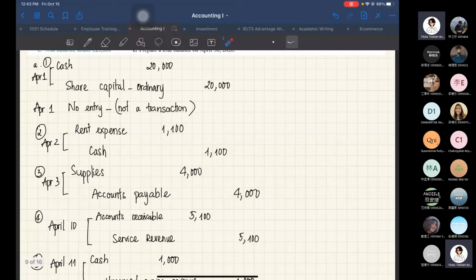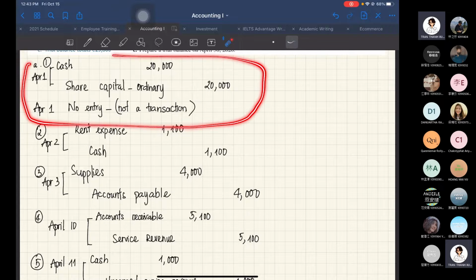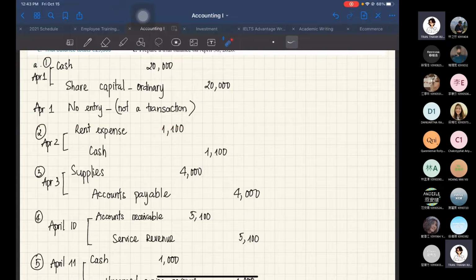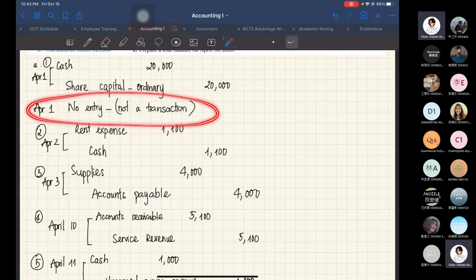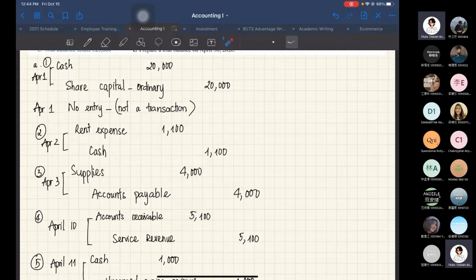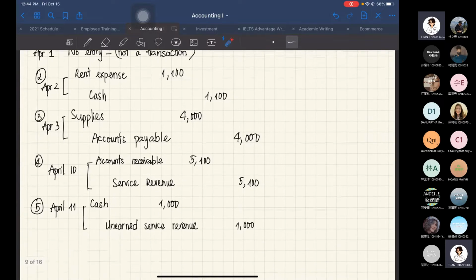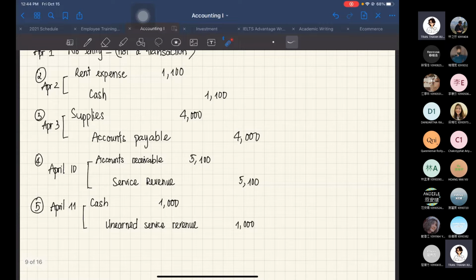Yes, and it also happens on the same day, like April 1st. For example, for this question you're going to have 20 points, and this one may have 5 or 10 points. So you must write them down. You can have many transactions for one day. You're going to see it later.